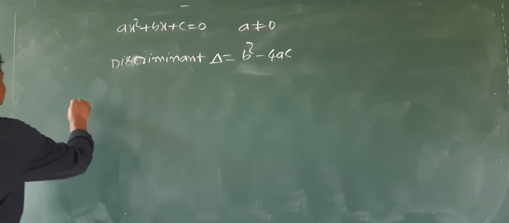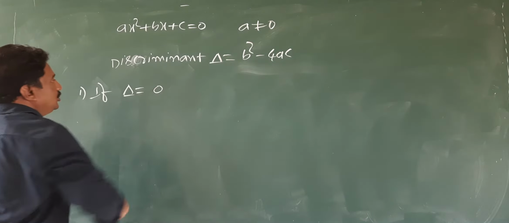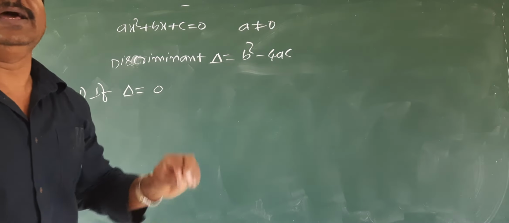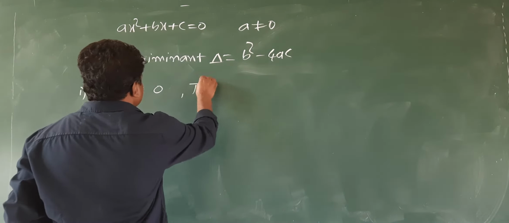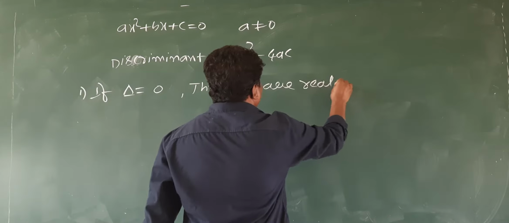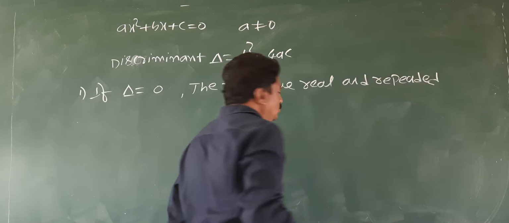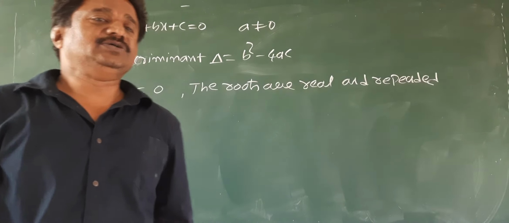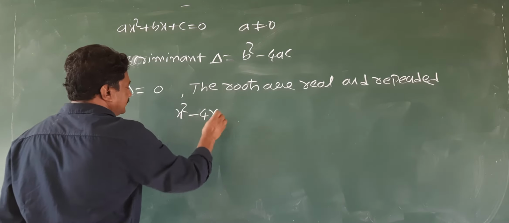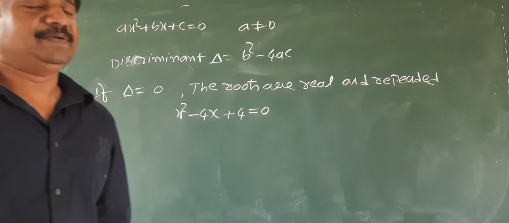First one: if delta is equal to 0, the roots of the quadratic equation are real and repeated. Look at this example, students. x square minus 4x plus 4.